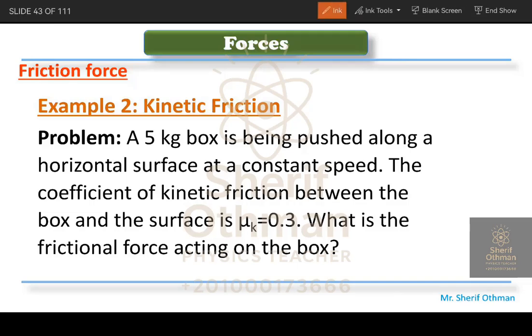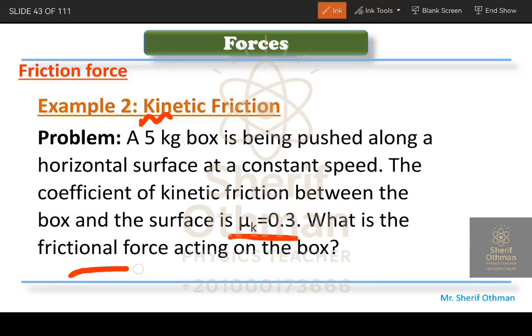A 5 kilogram box is being pushed. Here is the mass, 5 kilogram, being pushed along a horizontal surface at constant speed. So the object is moving at constant speed. The coefficient of friction is mu k. Mu k is the kinetic friction coefficient, which means the object is moving.